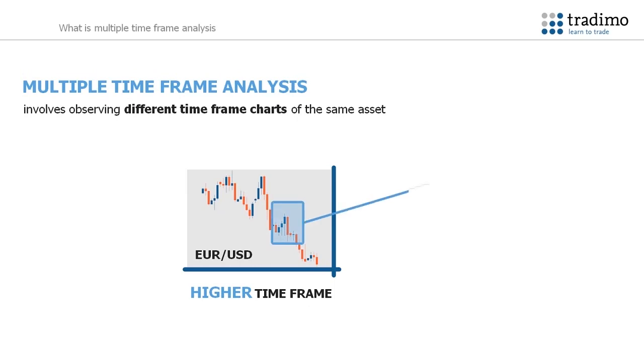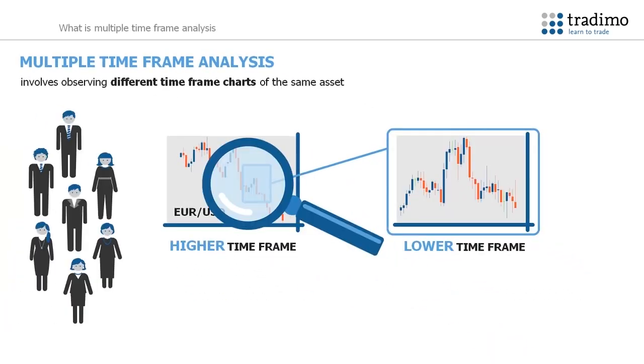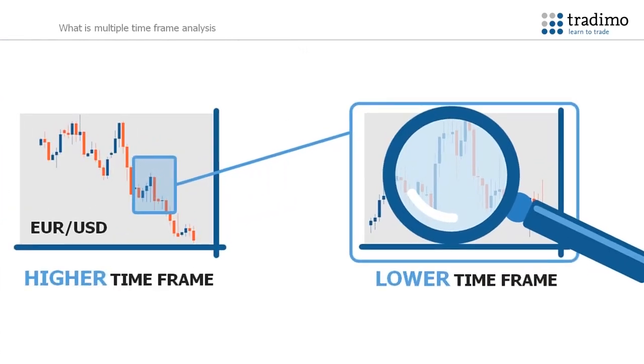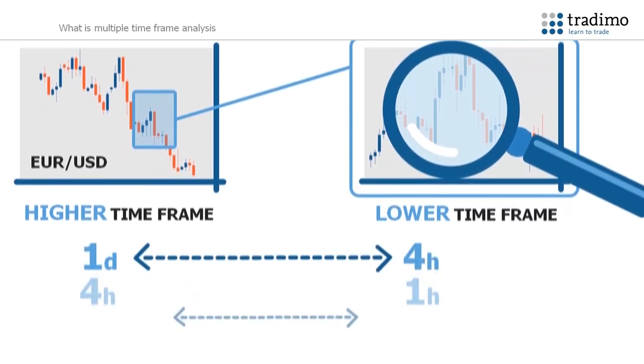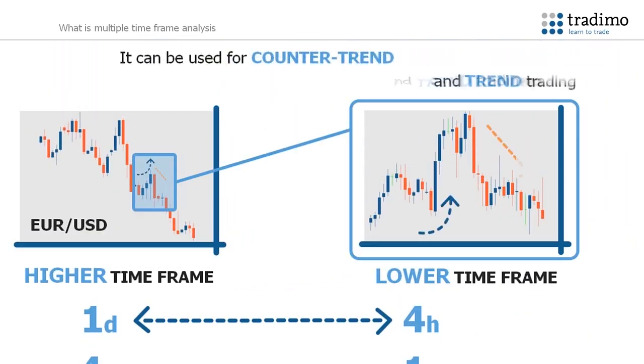Multiple timeframe analysis involves observing different timeframe charts of the same asset to see which way we should be trading. By identifying what the majority of traders are doing on the higher timeframes, we can then use the smaller timeframes to minimize risk when entering trades. It is recommended that you view timeframes that are at least 4 time periods apart: daily, 4 hour, 1 hour, 15 minutes. We can use this approach for counter-trend or trend trading.